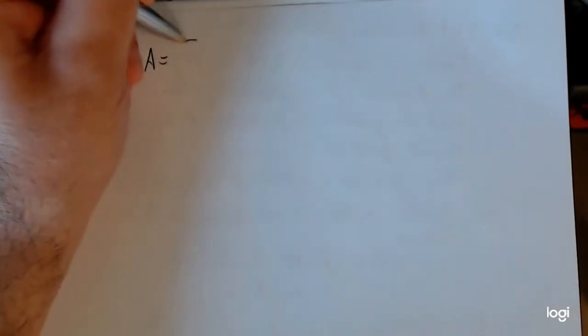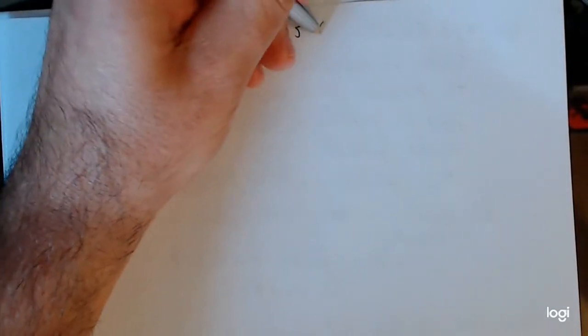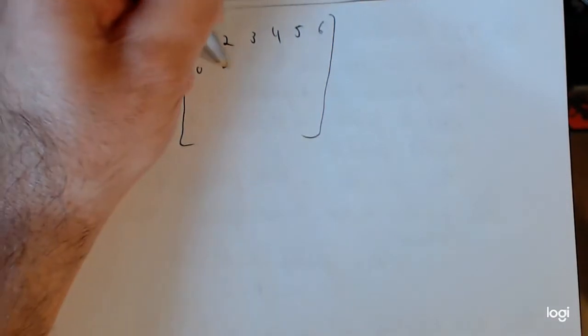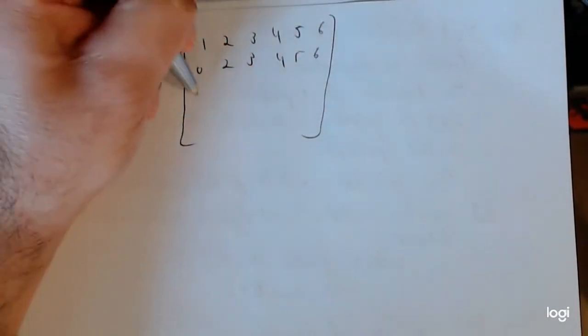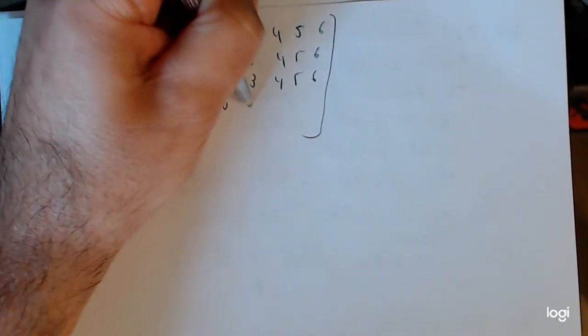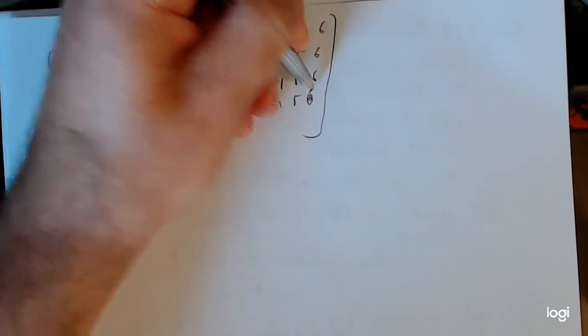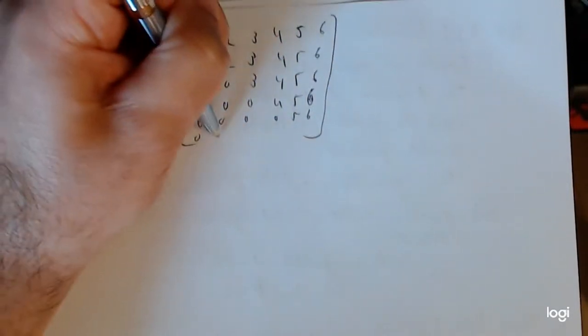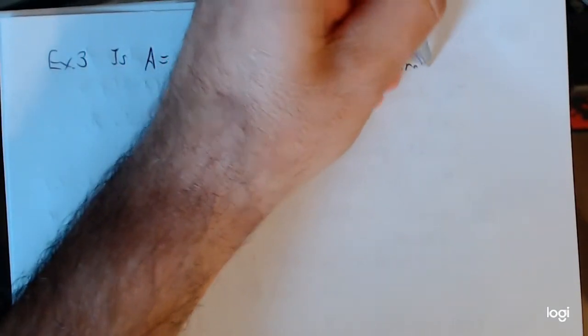So for example 3, matrix A equals 1, 2, 3, 4, 5, 6; 0, 2, 3, 4, 5, 6; 0, 0, 3, 4, 5, 6; 0, 0, 0, 4, 5, 6; 0, 0, 0, 0, 5, 6; and 0, 0, 0, 0, 0, 6. So the question is this: is it diagonalizable?